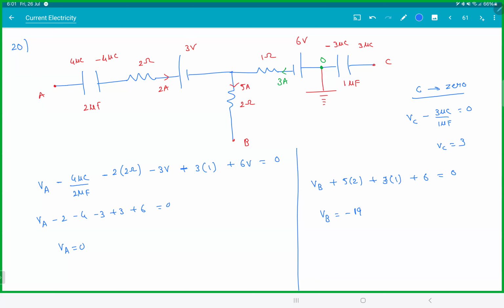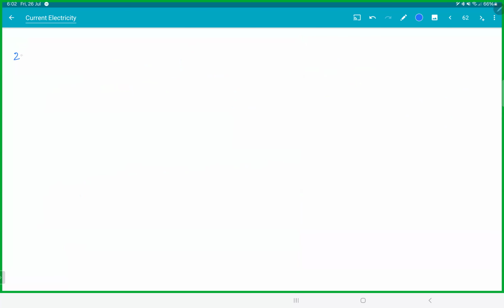Let's see one more. Any doubts on this? So let's go from A to 0, the thing which you're grounded, so that'll have a 0 potential. Start from there. Next one. This would be even better.